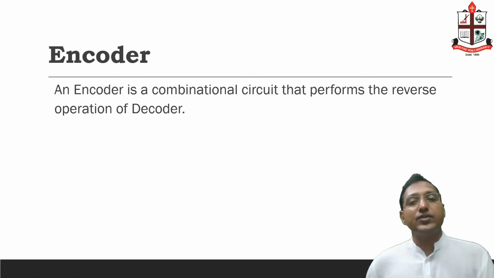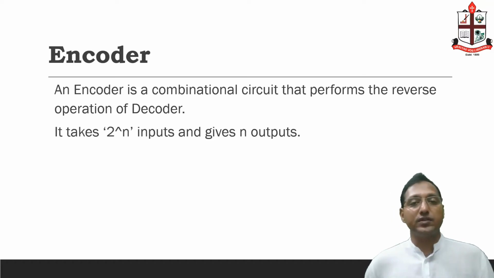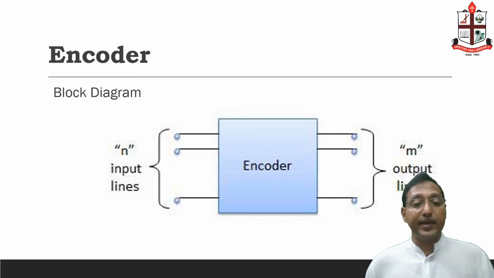Hello everyone, welcome back. In this video, we will be analyzing encoders that come under combinational logic. An encoder is another combinational circuit, and it normally does the reverse of a decoder. It takes 2 to the power of n inputs to deliver n outputs. And this is the block diagram of an encoder, where it takes n inputs and m outputs.